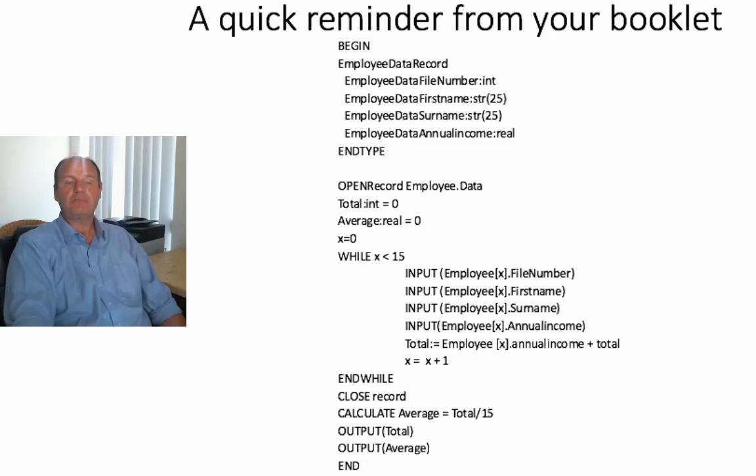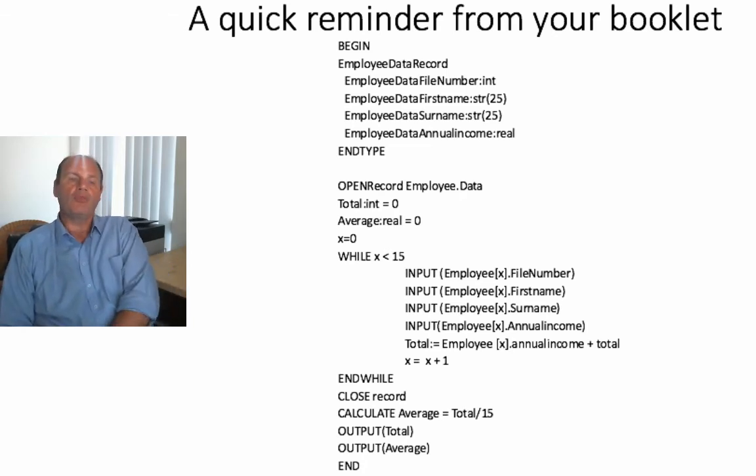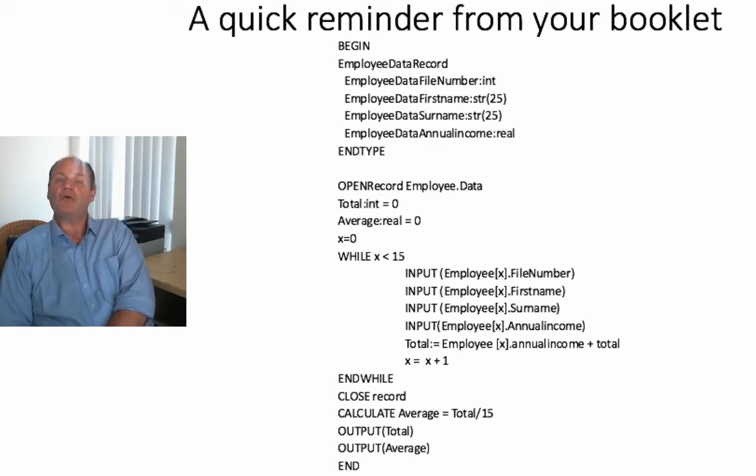Now, let's spend a few moments looking at how to combine a record and a while loop. On this slide, we see the employee data record being declared. You will see that each field has a data type, and for those fields with a string data type, a field length is shown as well. After the record has been declared, we use the keyword end type. Once this is done, the record is opened.